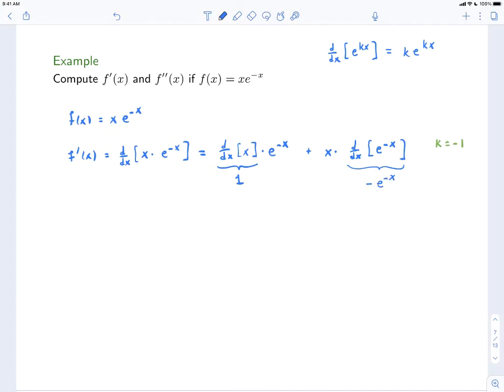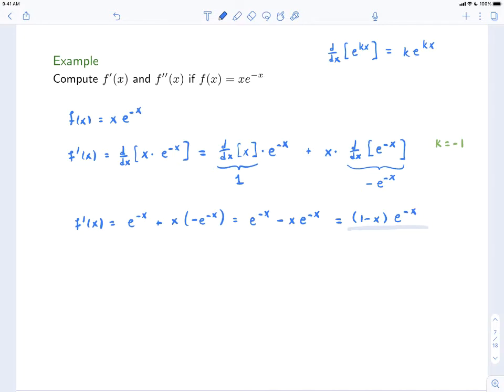So if we put all of that together, we have that f prime of x is equal to 1 times e to the negative x plus x times a negative e to the negative x, which we can also write as e to the negative x minus x times e to the negative x. If we want to, we can factor out that e to the negative x and write this as 1 minus x times e to the negative x. And this is our first derivative.